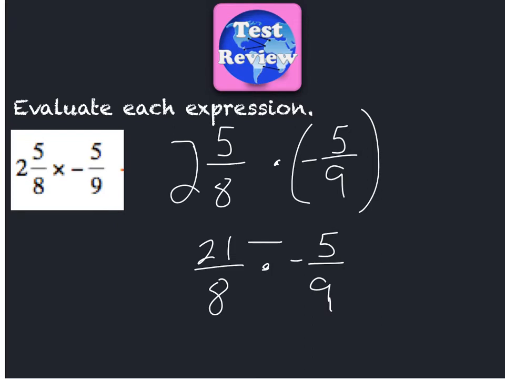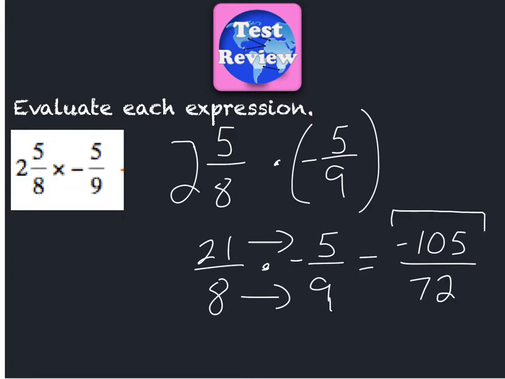So once you've changed the mixed number to an improper, multiplying fractions, you just multiply the numerator with the numerator, and you multiply the denominator with the denominator. So 21 times -5 would be -105. And then 8 times 9 would be 72. And I want to go ahead and show you something with this, because you can simplify this. Give me one moment.